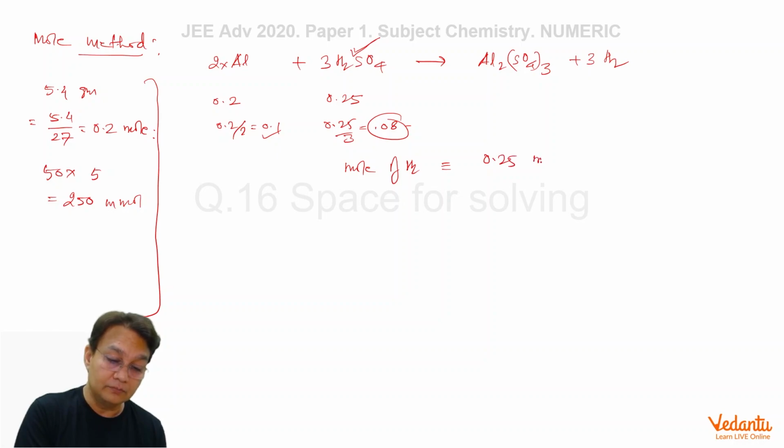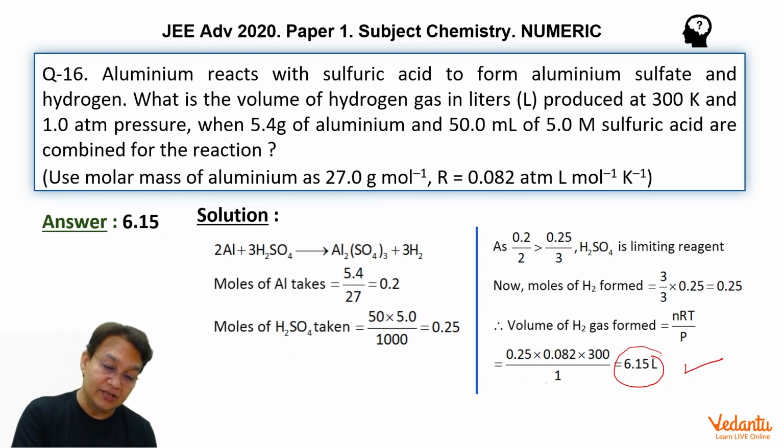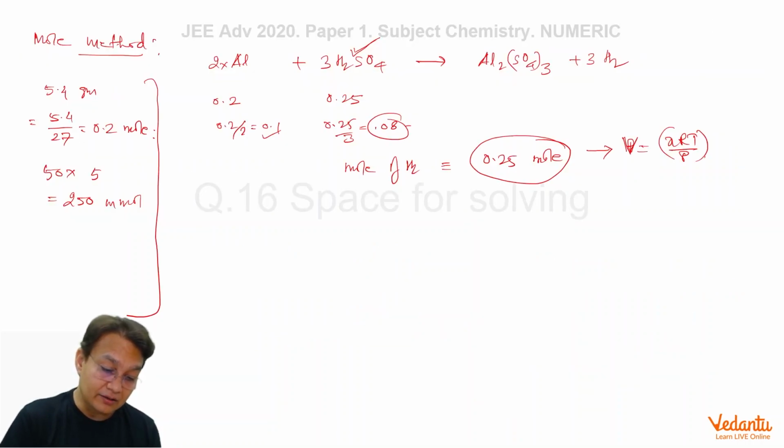0.25 mole. Of course, then you can convert it into volume by using the expression V is equal to nRT by P. Referring to this calculation, this is going to be 6.15 liters, using this value of R. So this is the mole method.